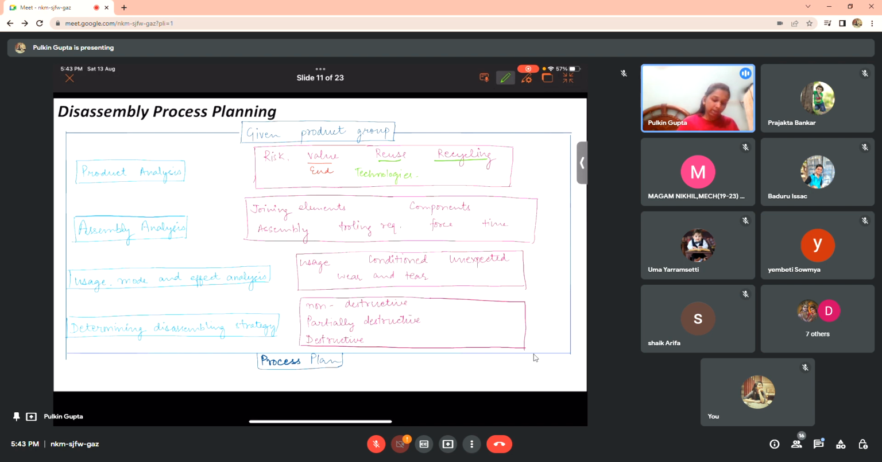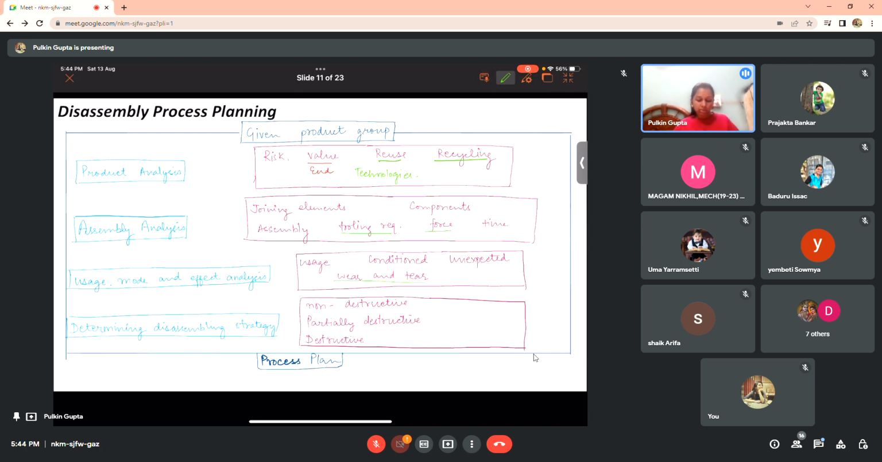Then we have assembly analysis, which concerns the joining of different elements or the assembly part, how they were joined together so that we can understand how to disassemble them, what are the tools that will be required, what forces we need. Suppose you need to turn anything using a spanner, so what force and what time you will be requiring for that. Usage mode and effect analysis, how it was used, how much wear and tear can it endure, how much is the expected life, what are the unexpected conditions that it can face. All this is usage mode and effect analysis.